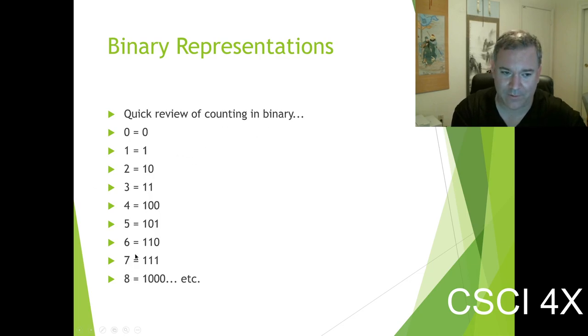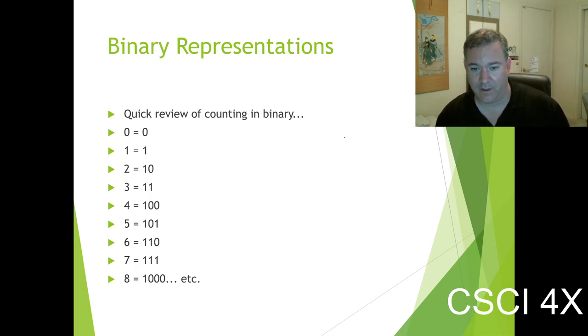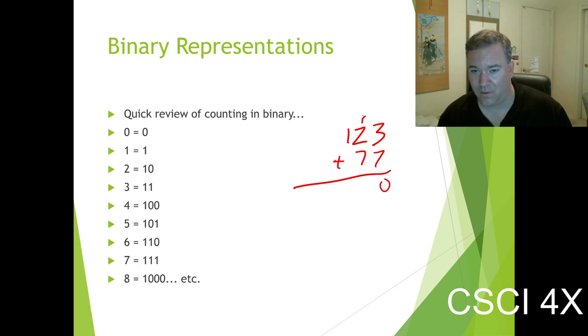Okay, so this is how binary works. With binary, there's only zeros and ones, and every time you add one to a number, it just adds a one in the last digit. And if you get two ones, you carry the one. So it's just like with decimal numbers. Let's say we had 123 plus 77. You go 3 plus 7 is 10, carry the 1. 1 plus 2 plus 7 is 10, carry the 1. 1 plus 1 is 2, right?